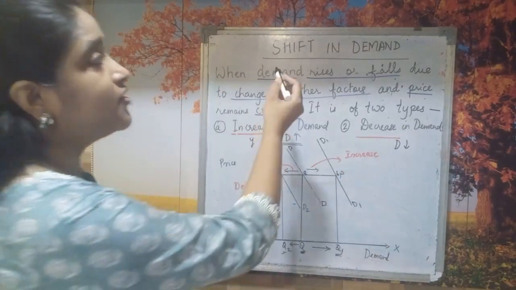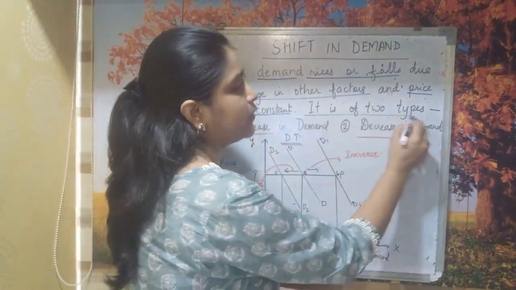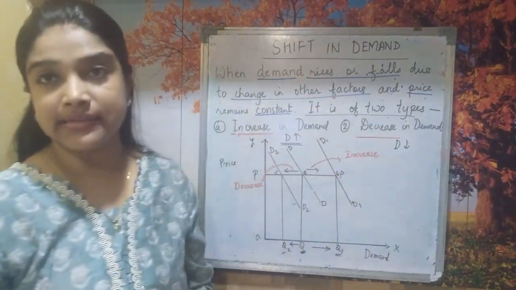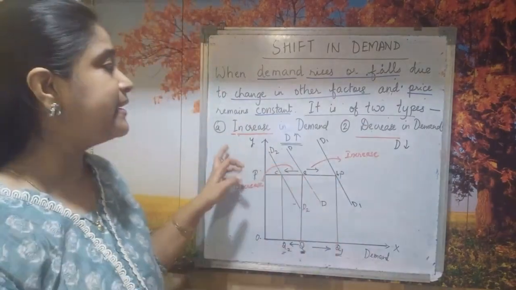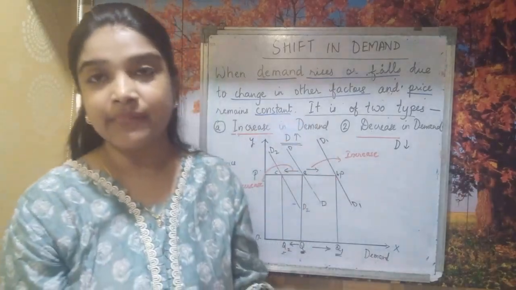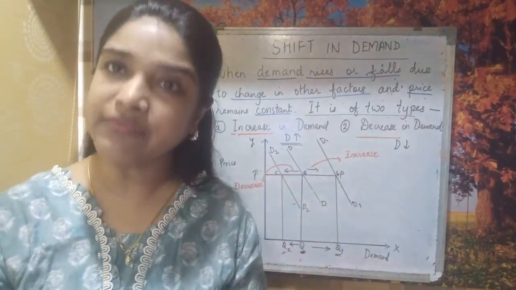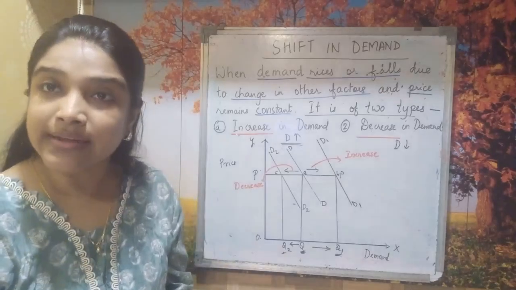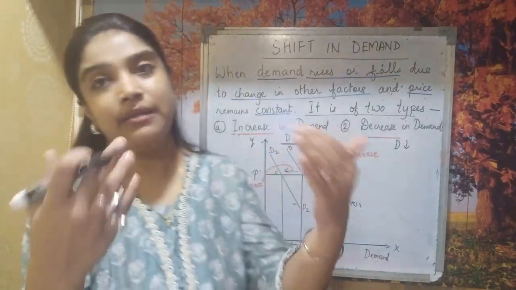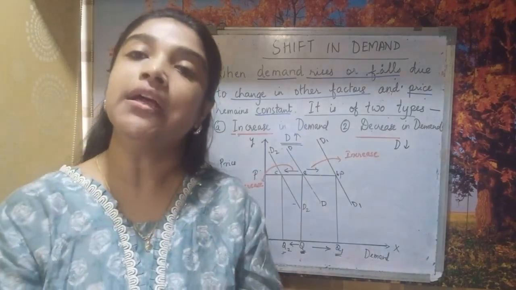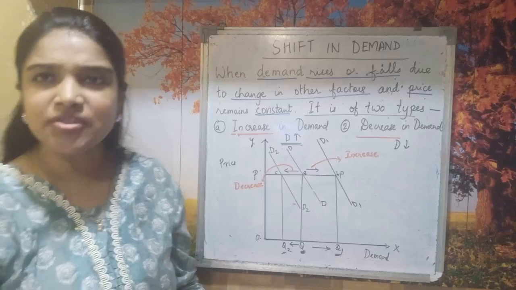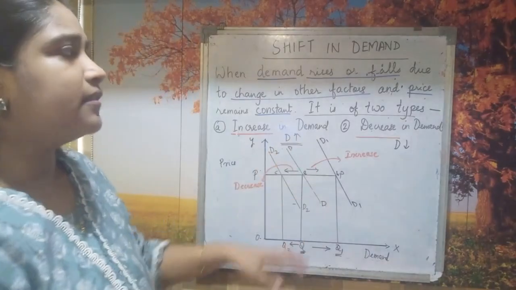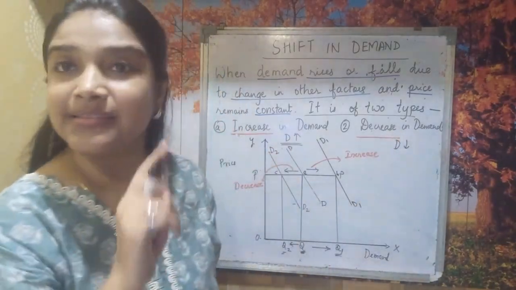Now, shift in demand curve is of two types. One is the increase in demand, the other is the decrease in demand. From the name itself, we can understand that increase in demand is when demand rises because of change in other factors. Let's say the income of the consumer rises. Then there is a change in the demand also. The demand rises. And decrease in demand is when demand falls because there is a change in the income of the consumer, or there may be a change in the taste of the consumer, or a change in the market size. Whatever it is, there is a decrease in demand due to other factors and not price.